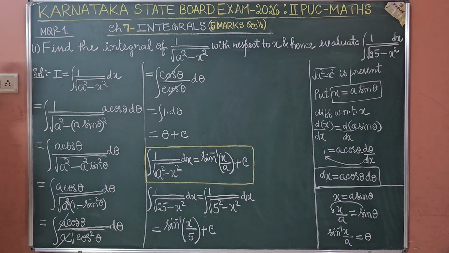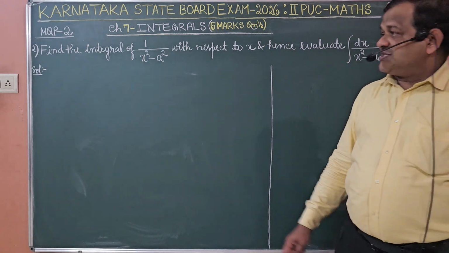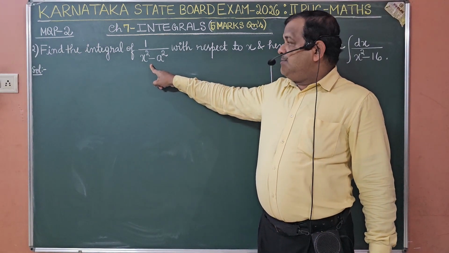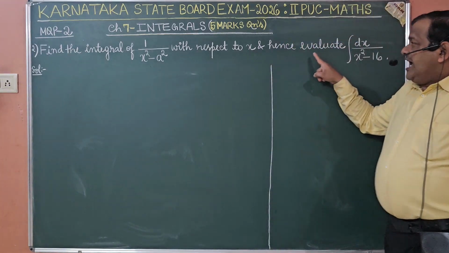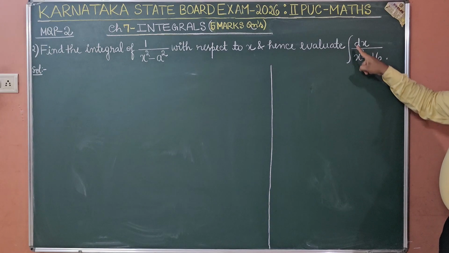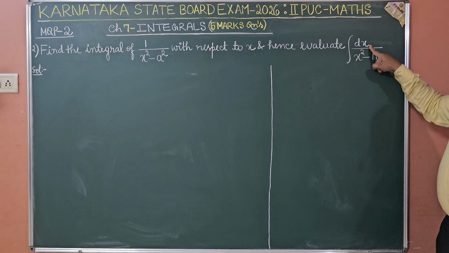Kindly go through. Here is the second question carrying 5 marks. Find the integral of 1 by x square minus a square with respect to x, and hence evaluate the integration of, this is also, 1 by x square minus 16 dx.